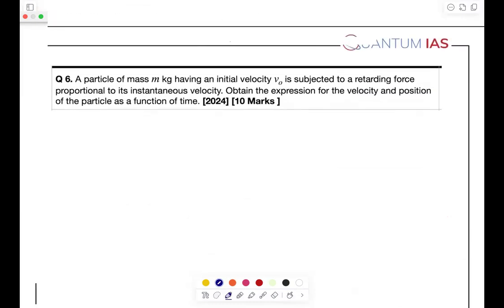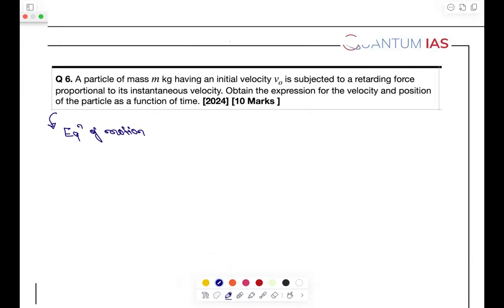This question was a PYQ asked in 2024, and recently I have seen that UPSC is asking from those topics from which they have not asked questions for the last 10 or 15 years. One such topic is equation of motion. This question is from the equation of motion, and UPSC is asking questions from these topics. Even in 2025, you can see that they have asked a question. So let's start with that.